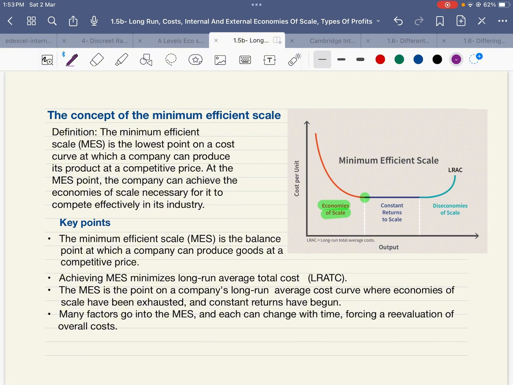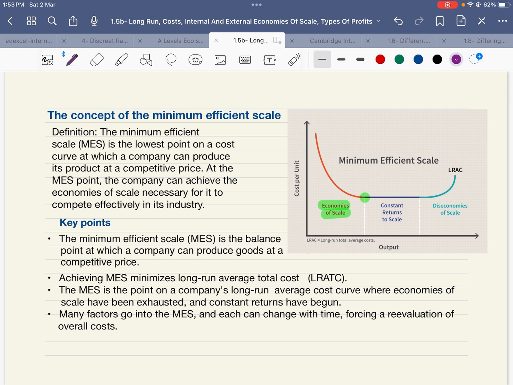It's the balance point at which a company can produce goods at competitive prices and enables them to survive in a highly competitive market where there are several sellers and several buyers. It is achieved in the long run, always.